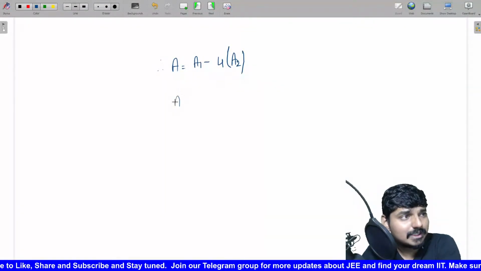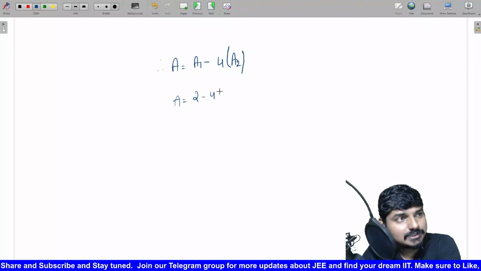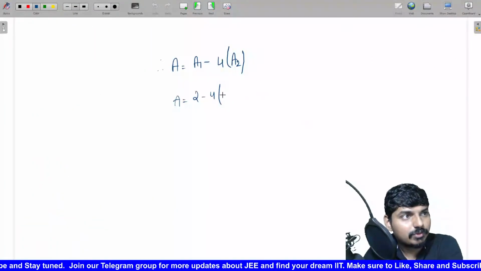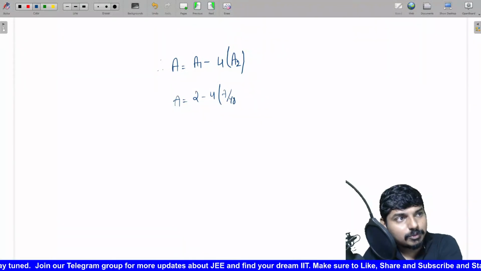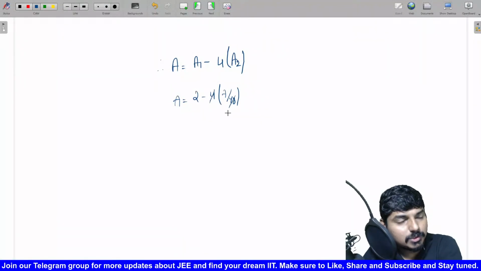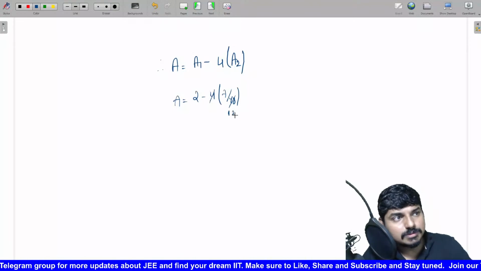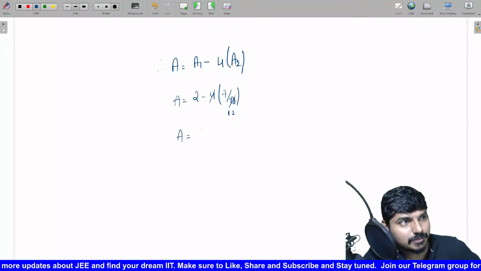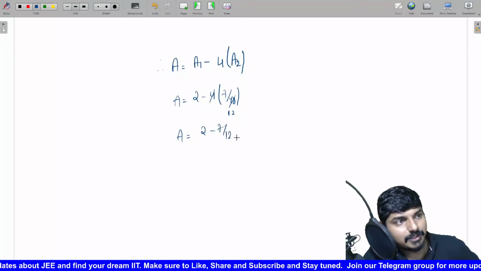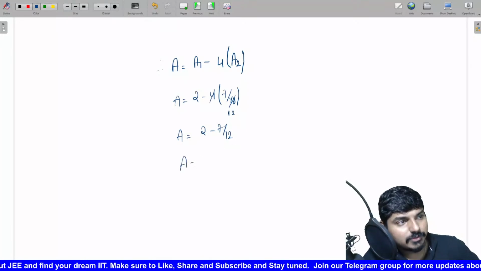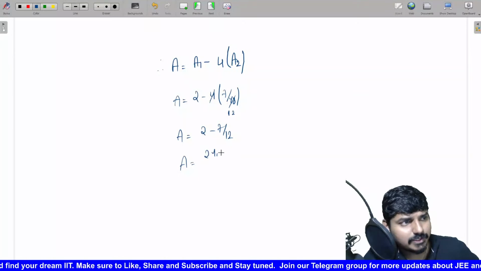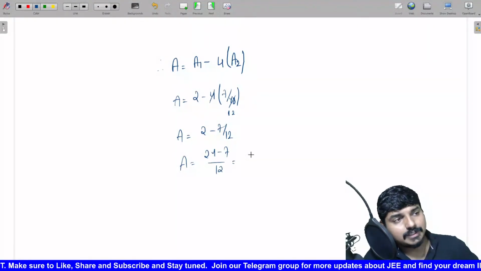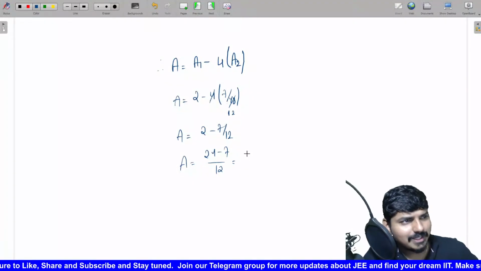Okay, so from this I'm going to get A as 2 minus 4 into, what is A2 going to be? We got A2 as 7 by 48. Okay, so guys, I'm going to get 4 ones are, this is going to be 4 ones are and 4 twos are. So here you will get A is going to be, what is this going to be? 2 minus 7 by 12. Okay, and it's going to give you 24 minus 7 divided by 12, or I can say this is going to be how much? 18 by 12.